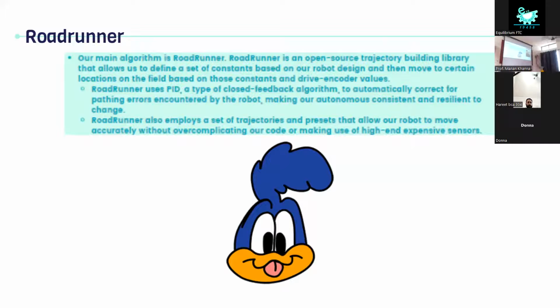Roadrunner uses PID, a type of closed feedback algorithm, to automatically correct for pathing errors encountered by the robot, making our autonomous consistent and resilient to change. Roadrunner also employs a set of trajectories and presets that allow our robot to move accurately without overcomplicating our code or making use of high and expensive sensors.